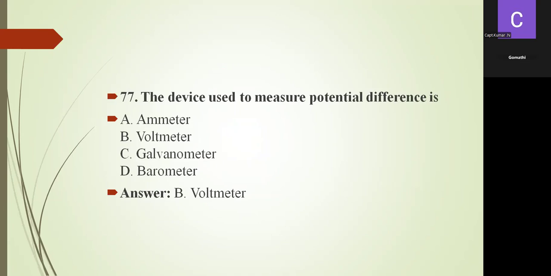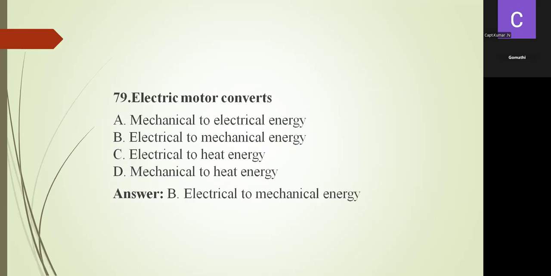The device which is used to measure the potential difference: option A is ammeter, option B is voltmeter, option C is galvanometer, option D is barometer. The potential difference is measured using a voltmeter. The answer is option B.